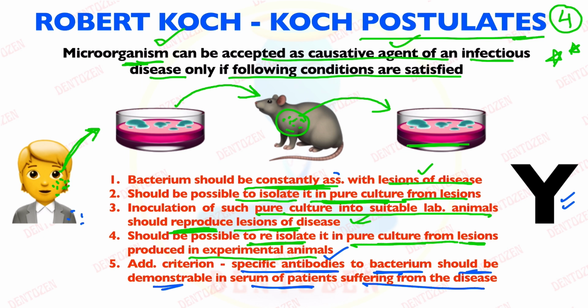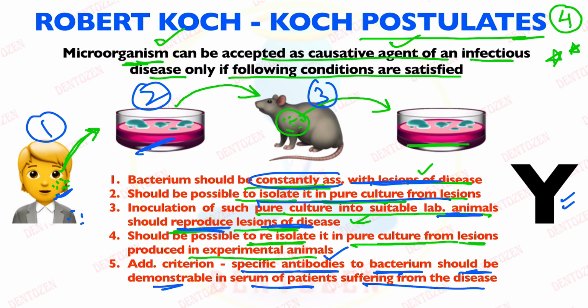First is it should be constantly associated with the lesions of the disease. Second is that it should be able to be isolated in the pure cultures. Third is it should be able to reproduce the lesions of the disease in the lab animals. Always disease should be reproduced in the lab animals. Fourth is it should be re-isolated in the pure cultures. And fifth is a specific antibody to these bacteria should be demonstrable in the serum. So those are important Koch postulates.